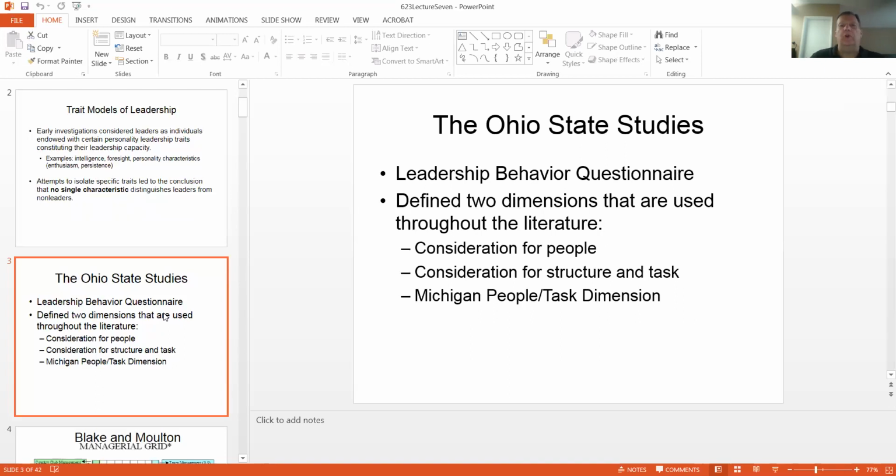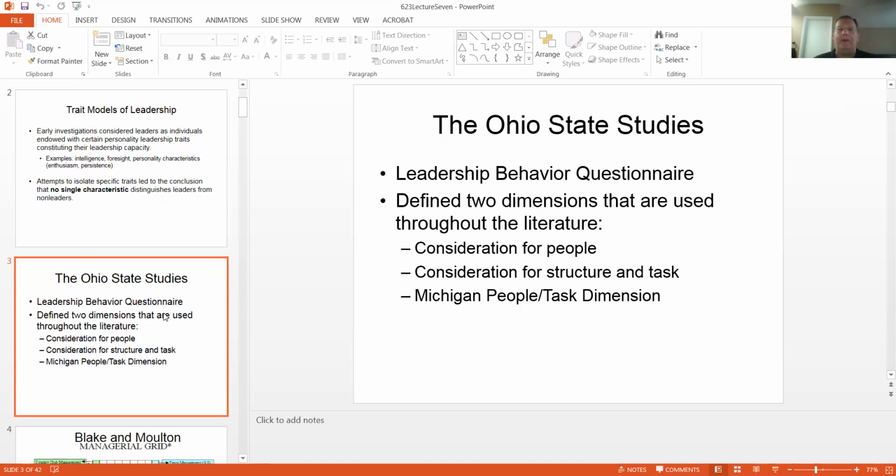The leadership literature really has been guided for many decades by a seminal study that came out of The Ohio State University back in the 1950s. You've probably seen the Ohio State studies before in their leadership behavior questionnaire. They used it to define two different dimensions of leadership: consideration for people versus consideration for structure and task. Basically, they looked at how much leaders value their relationships with their employees versus how much they value getting the job done and being productive as an organization.